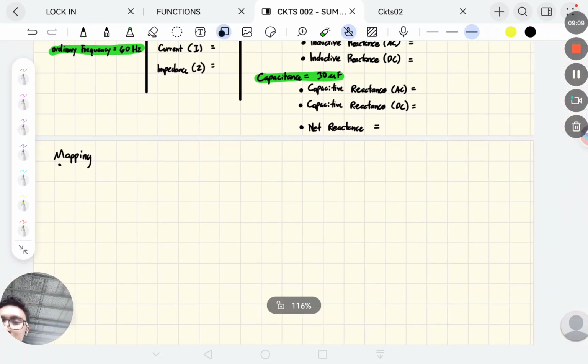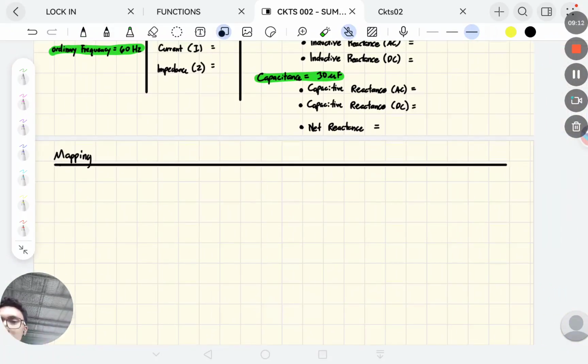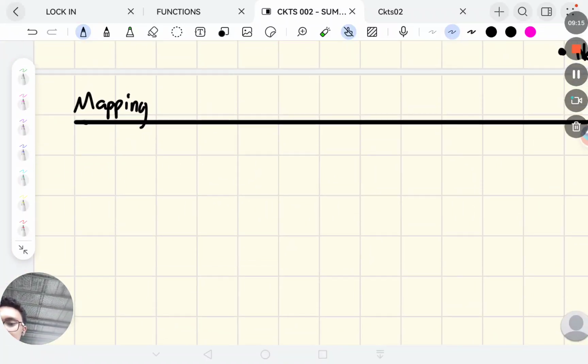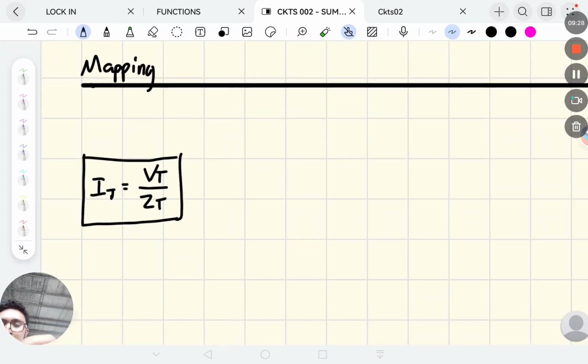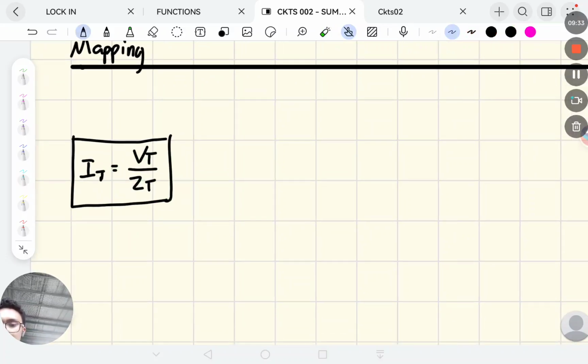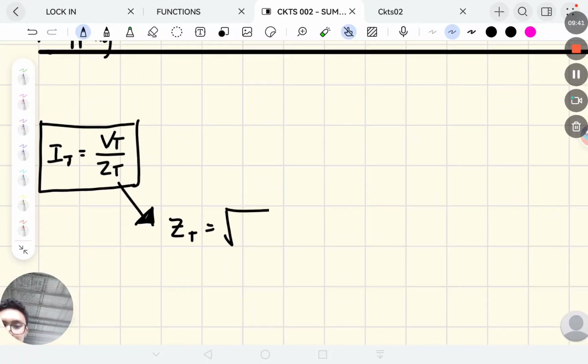Formula. So that's total current ang hinahanap. So VT over ZT, I equals lang yan. Yun yung pinaka-formula na kailangan natin. However, wala tayong impedance, so we will have to find ZT. Paano po? Anong formula? Formula ng Z is R squared plus X squared.